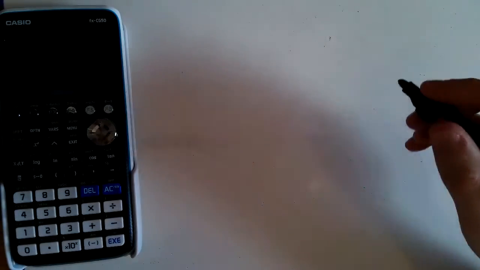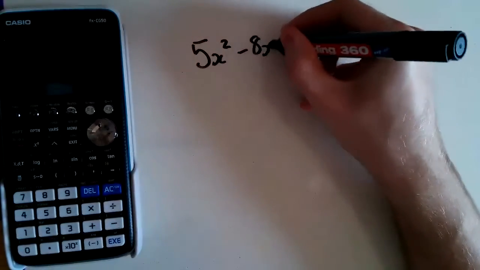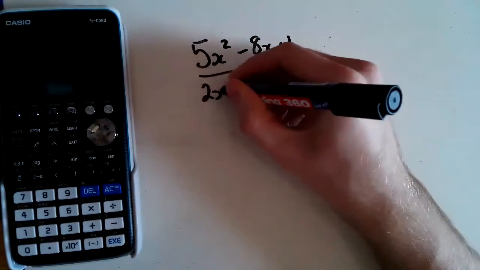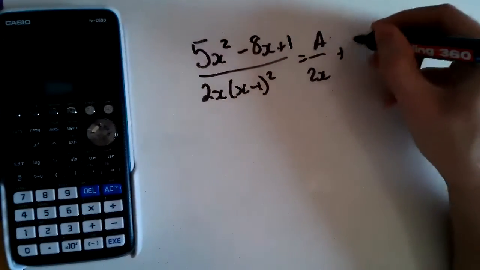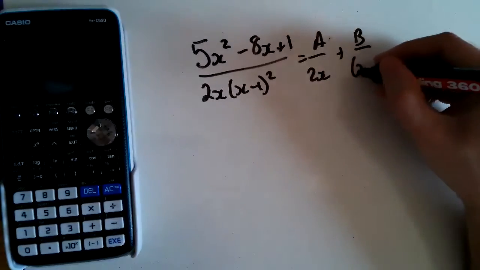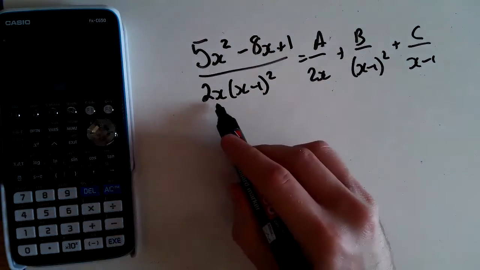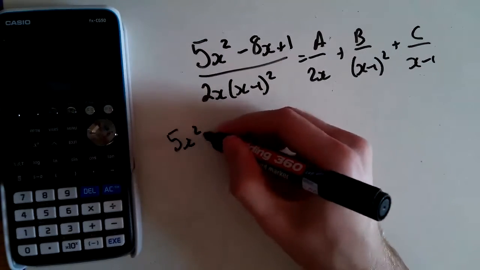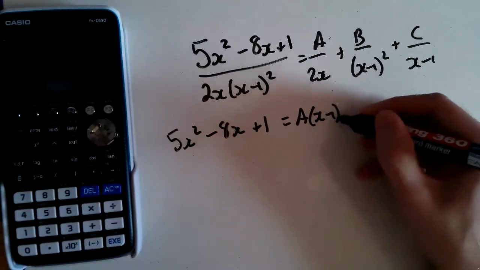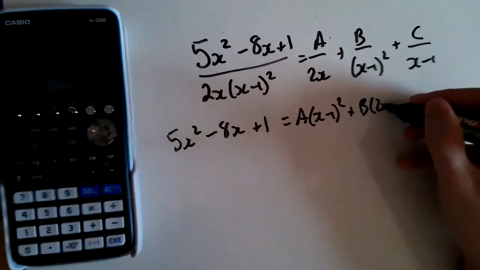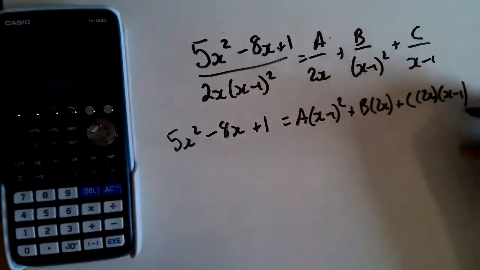Okay, third one, partial fractions. So 5x squared take away 8x plus 1 over 2x times (x minus 1) squared. I'm going to write that as a over 2x plus b over (x minus 1) squared plus c over x minus 1, and times it by the bottom. So I'm going to get 5x squared minus 8x plus 1 is a times (x minus 1) squared plus b times 2x plus c times 2x times one of the (x minus 1)s.